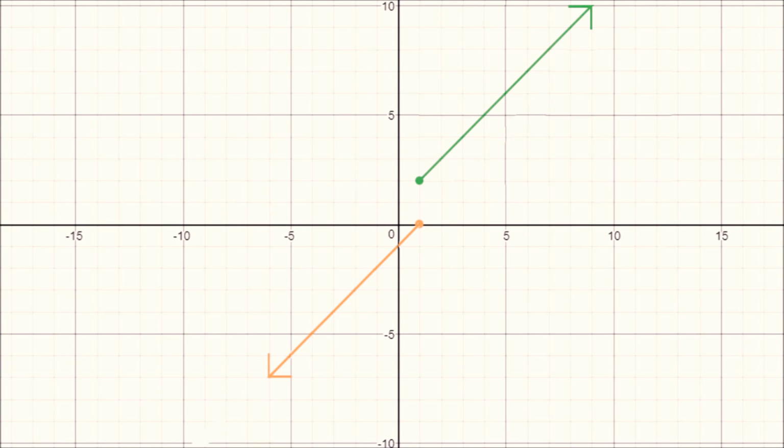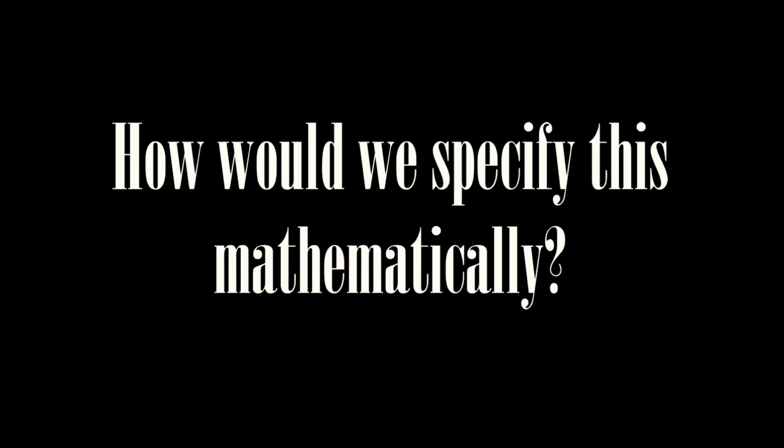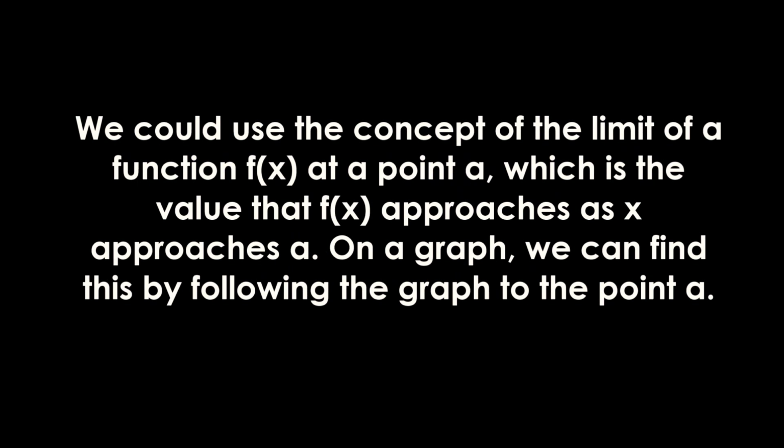At x equals 0, we can see that the graph has a sudden jump. Even though the function does give out a result when x equals 0, this function is discontinuous at this point, as there is a sudden break or jump in the graph. How would we specify this mathematically though? We could use the concept of the limit of a function f(x) at a point a, which is the value that f(x) approaches as x approaches a.